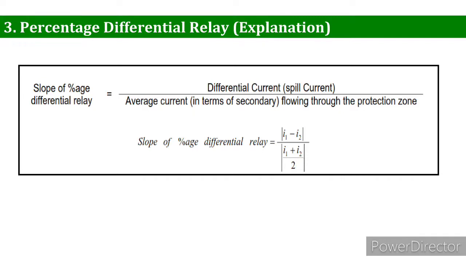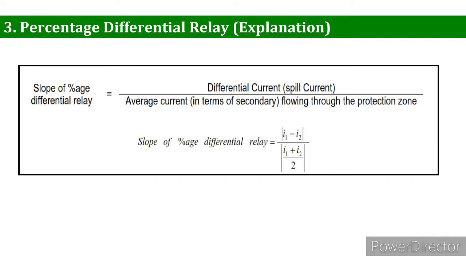The slope characteristic provides high sensitivity when low levels of current are flowing in different zones of protection, but it also has less sensitivity when high levels of current are flowing and false differential current due to the current transformers. CT saturation is more likely.